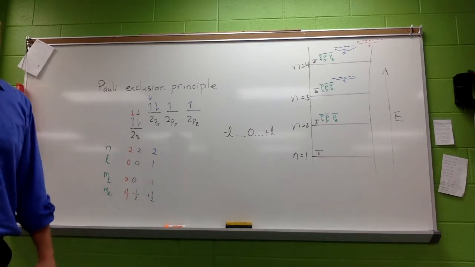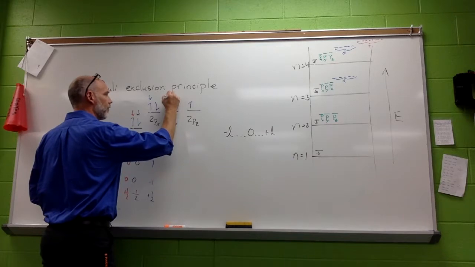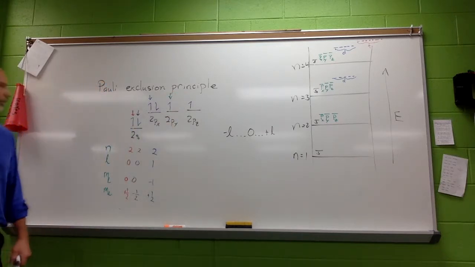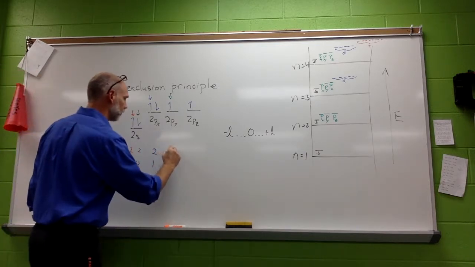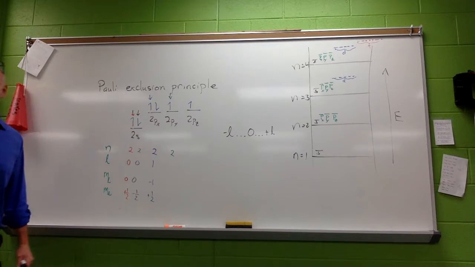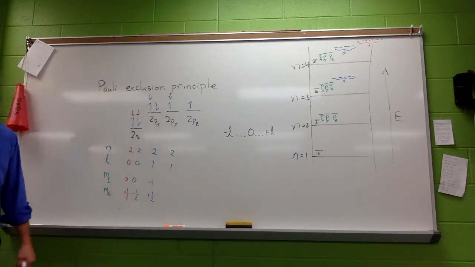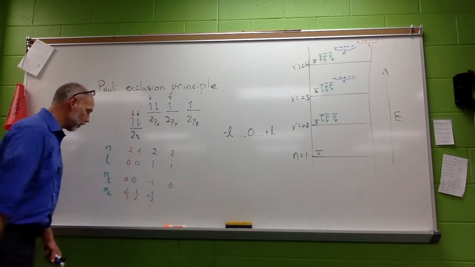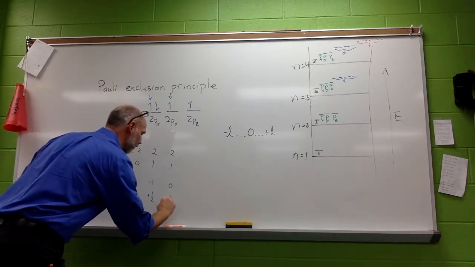Okay. Going over to this electron, what is my value for n? 2. How about L? 1. How about M sub L? 0. And how about M sub S? Positive 1/2.